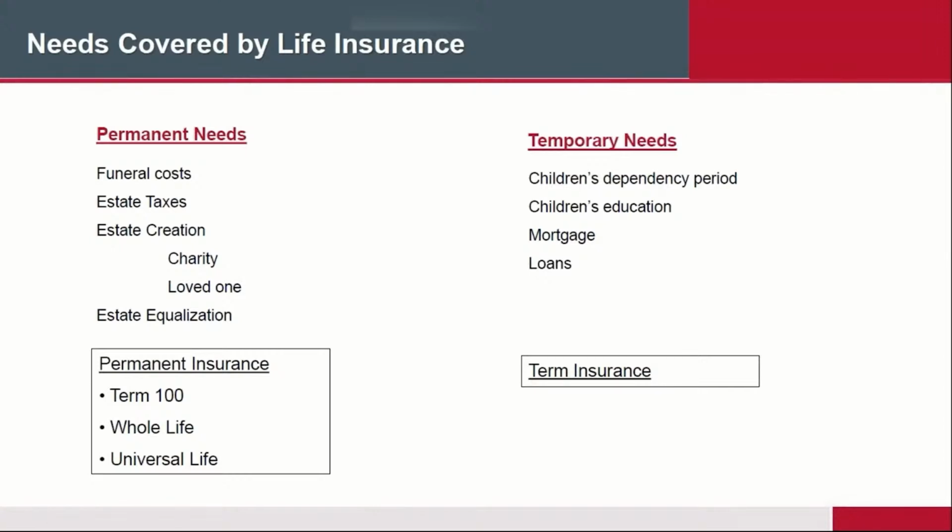It's for temporary needs because it is designed for a very small premium and lots and lots of coverage, because you have children that you have to raise, for example, during the dependency period. Any of you who have children will know quite quickly how expensive raising children is. You have children's education you have to pay for. You've got mortgages that you have to pay. Loans that you have, car loans, credit card loans, all this stuff. In other words, millennials and people at younger ages have a relatively small amount of money in relationship to the actual debt that they carry.